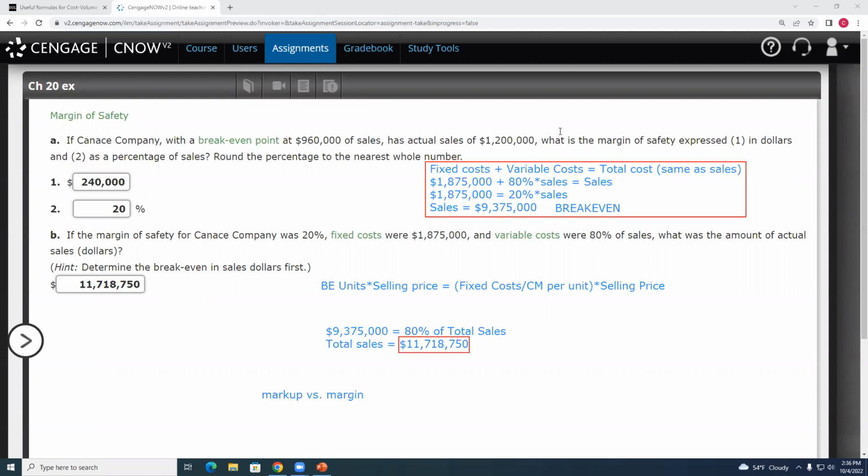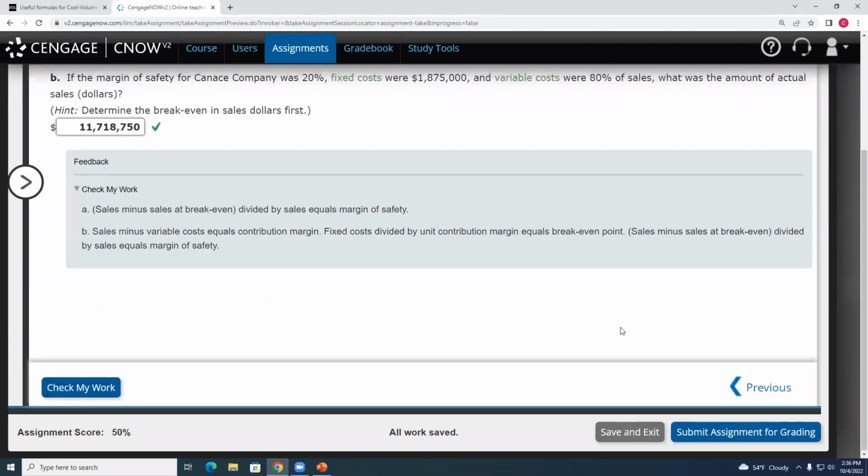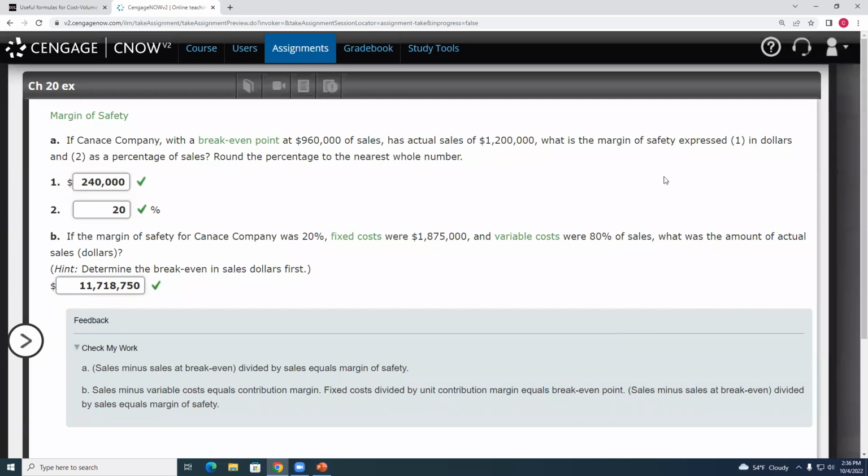Anybody with questions? Okay, I'm going to clear the drawings, and as I like to, I'm going to put my green check marks in there. And this is the end of chapter 20, so I'm going to stop the recording at this point.